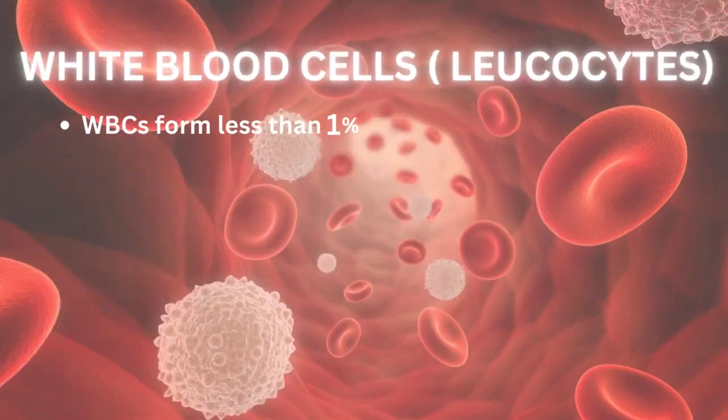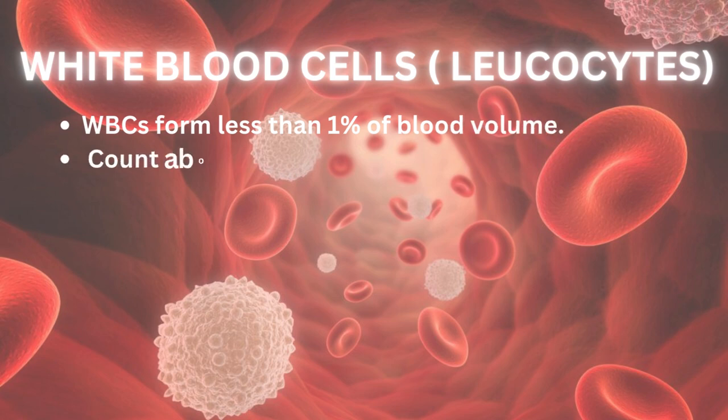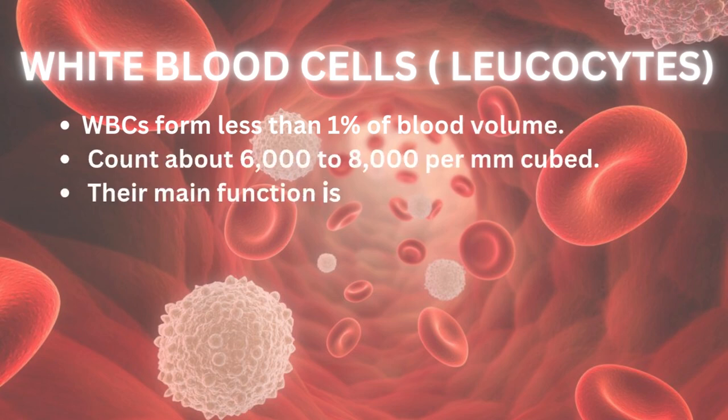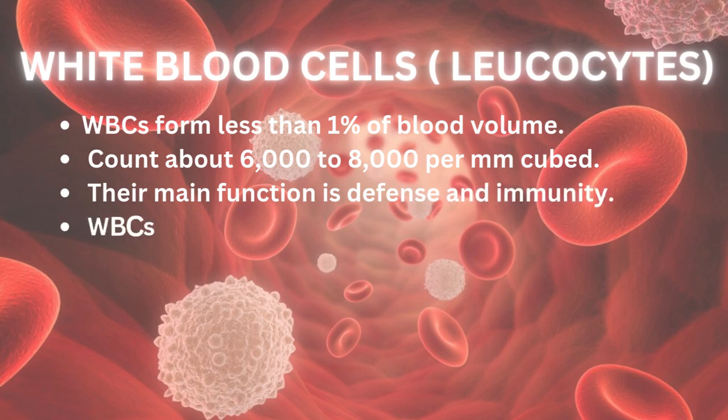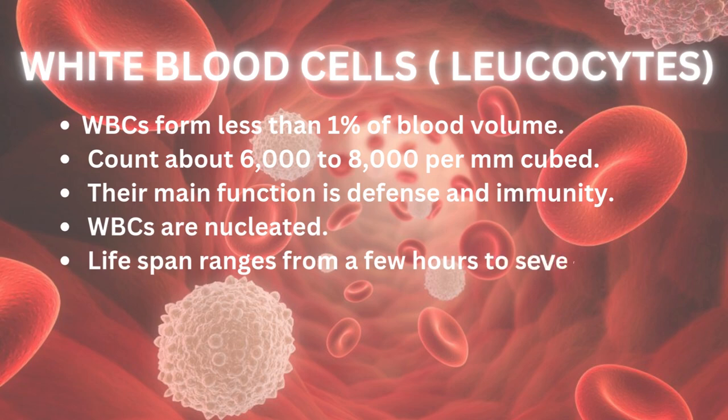WBCs form less than 1% of blood volume. Count about 6,000 to 8,000 per mm cube. Their main function is defense and immunity. WBCs are nucleated. Lifespan ranges from a few hours to several days.